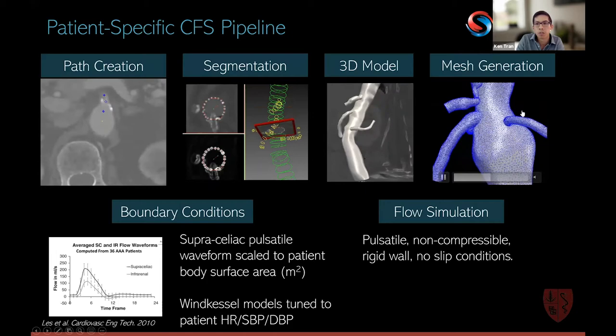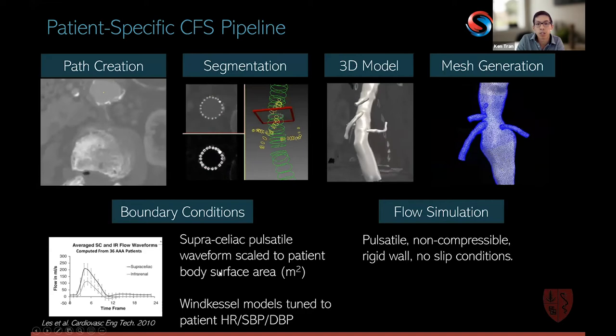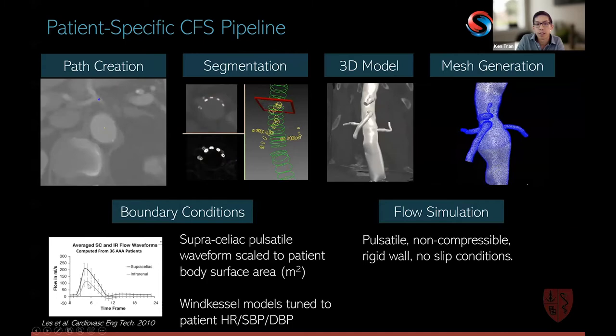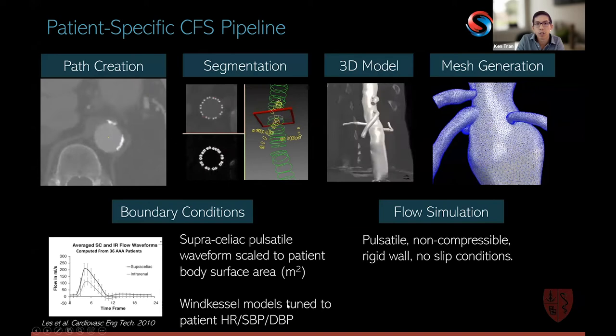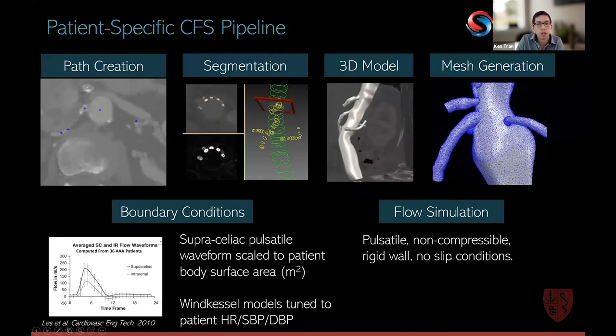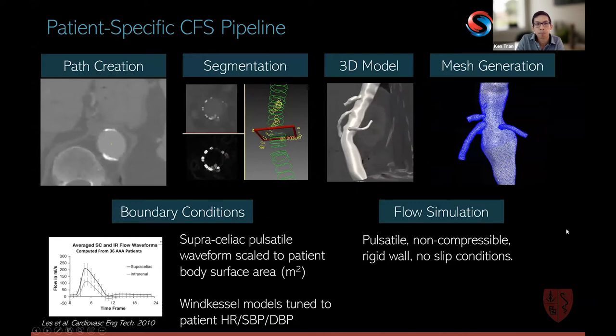For boundary conditions, we use an allometrically scaled, patient body surface area pulsatile inflow waveform. This has been previously validated by prior studies in patients with infrarenal AAAs based on 4D MRI. Outlet boundary conditions are then tuned to match the patient's blood pressure and compliance. We then perform pulsatile, incompressible, rigid wall flow simulations using a built-in Navier-Stokes equation solver.